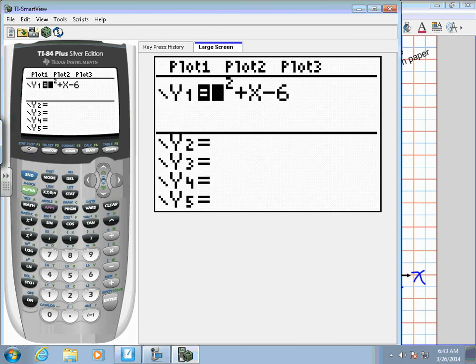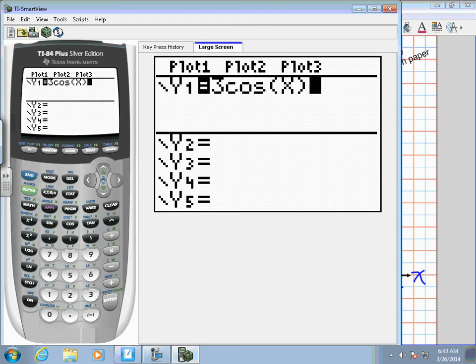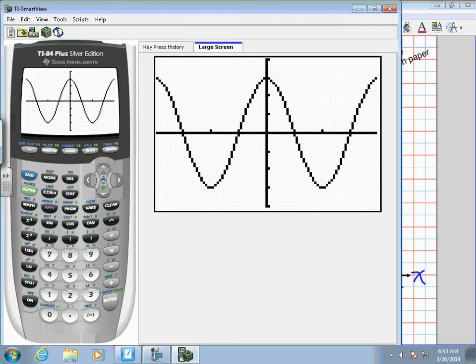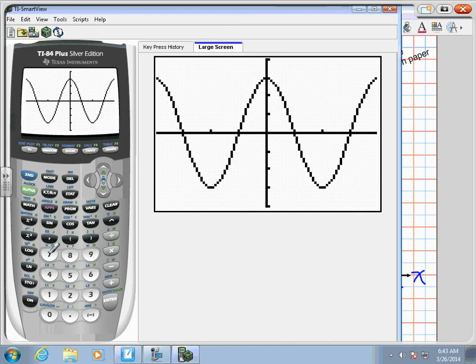So let's go into y equals. Let's put in 3 cosine of x. If you don't have a calculator, you can just look on with me. If you have your calculator, you should do it yourself. We're going to hit zoom and then ZTrig, choice 7. And that's 2 cycles of cosine. You can see that the cosine normally would be here at 1, 0, -1, 0, 1. That's what you just graphed.